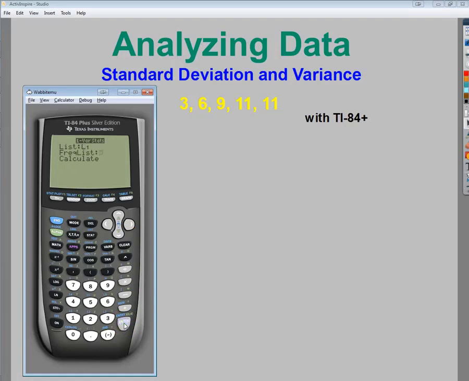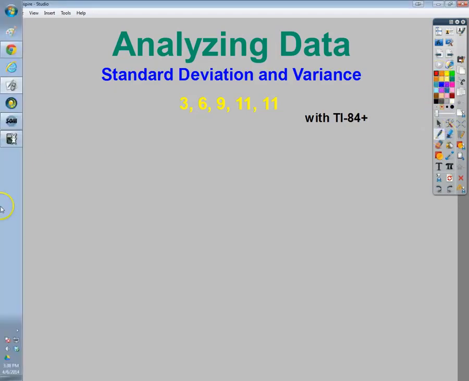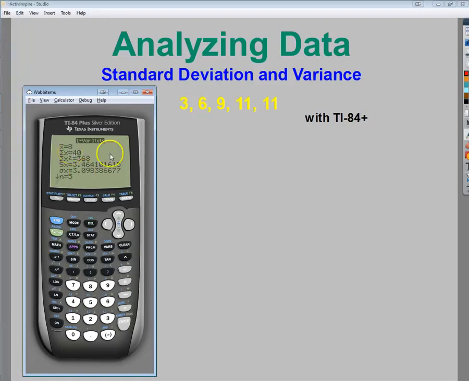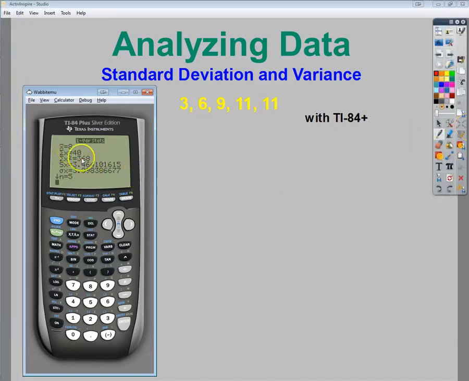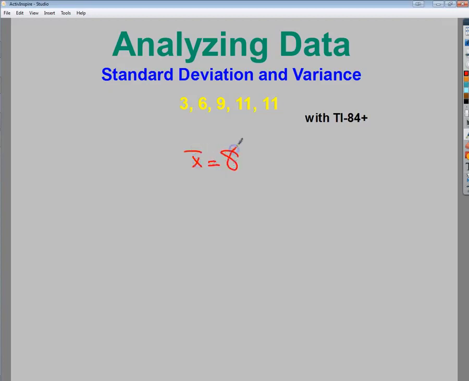I'm not going to pick a frequency list here, and I'm just going to hit calculate. Now it'll tell me pretty much everything that I need to know. It tells me what my mean value is, so it tells me it's 8. So if I were to pop that out, I would say, well, here's my mean value right here. I'm going to bring it back up now. So in this case, right here is my mean value, so I could say my mean value here is 8.